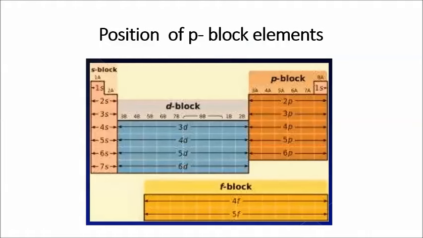Now let's see the position of the p block elements in the periodic table. We know that 18 groups are there. Among the 18 groups, the first and the second groups are the S block. In between, the third to 12th groups are the D block elements, and after that the 13 to 18 groups are the P block elements, and down below we have separately kept the 14 plus 14 elements, which is for the F block.